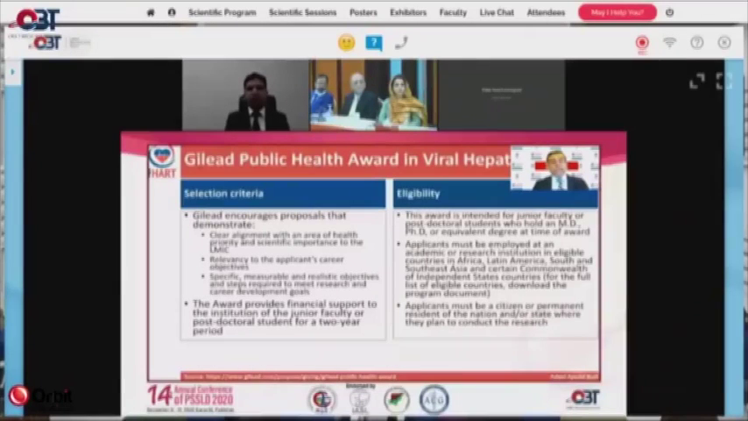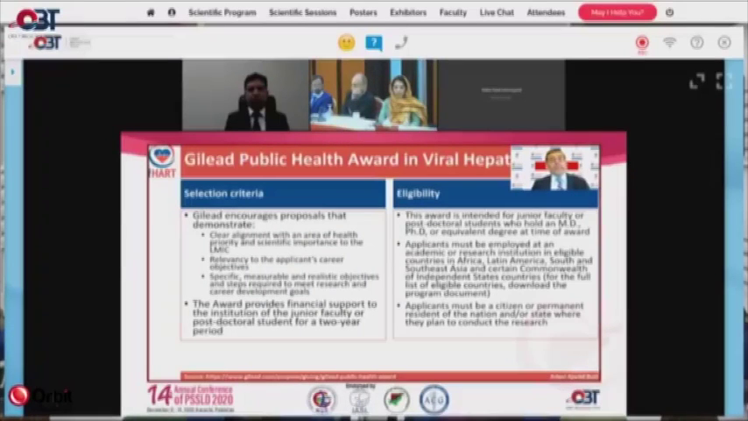They also have public health awards in viral hepatitis, which is of specific interest to our membership of PSSLD. So the criteria include clear alignment with an area of health priority and scientific importance to low and middle income countries. So this may be of particular importance to researchers in Pakistan. And this should fall into a larger theme of career objectives of the applicant. So they should support long-term career objectives of the lead investigator as well.